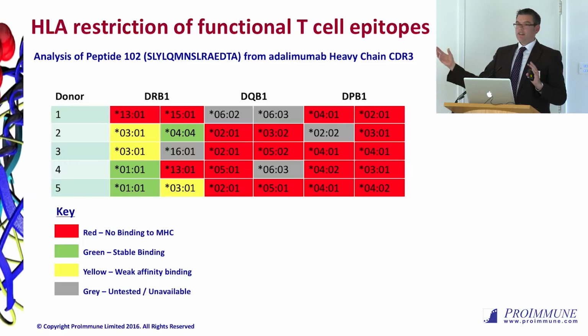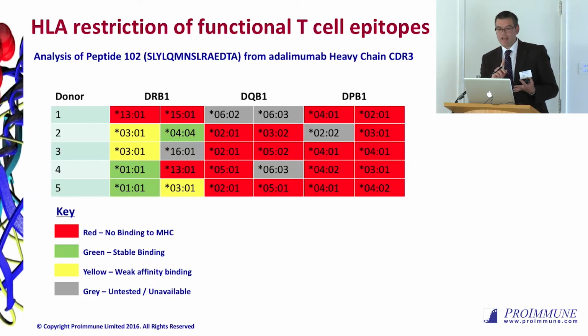So I'm going to combine the three different experiments I've been talking about, the T-cell assays, the antigen presentation assays, and the MHC peptide binding assays. So bear with me, I'll try and do this hopefully in a clear way. What we're looking at is just one peptide. This peptide 102 is the one that we saw functionally relevant in the T-cell proliferation assays. These were the 5 donors that responded significantly to that peptide, and listed in this table is the HLA types of that donor. So donor 1 is DR 1301, 1501, DQB 0602, 0603, etc.